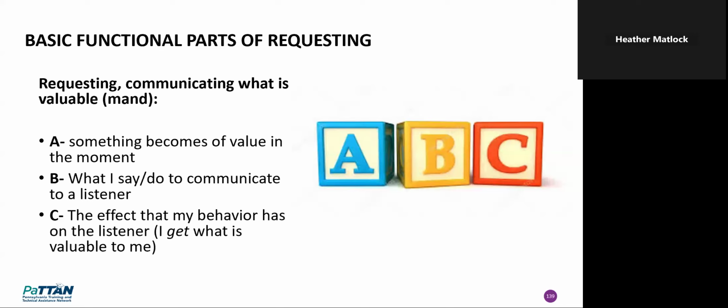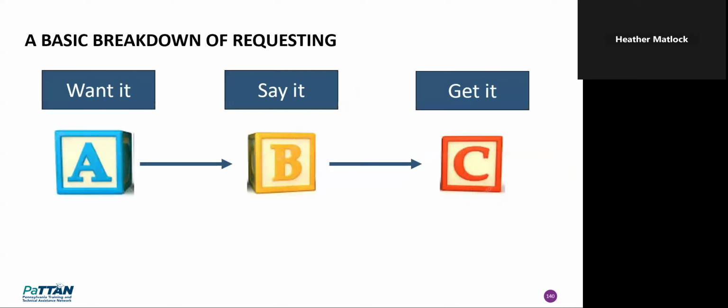Last time, we looked at one of the main reasons why we communicate, which is to request. The basic three parts of a request are want it, say it, and get it. Now, for all intents and purposes, when I use the word say, that's going to encompass all forms. So signs, gestures, selection, writing, typing. It's not just vocal. Again, a request essentially is want it, say it, and get it.